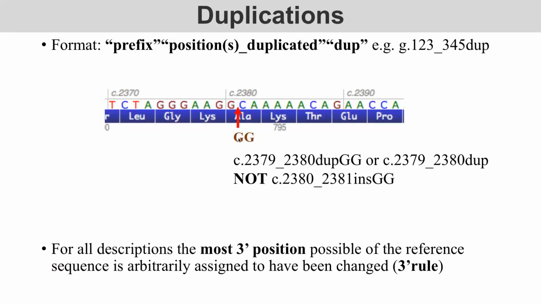If you had the case where you were now inserting 2 Gs into this position, because there are 2 Gs before this, you would now expand it and say it's a duplication of 2379 to 80, a duplication of these GGs, as opposed to saying that it's an actual insertion, because this matches the nucleotides leading up to this insertion of the 2 Gs. So it's now a duplication, not insertion.